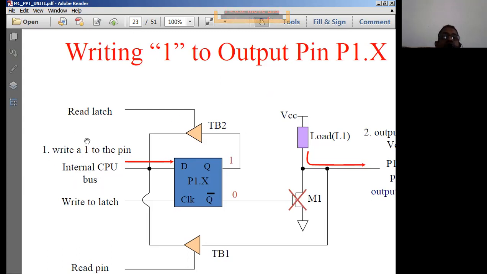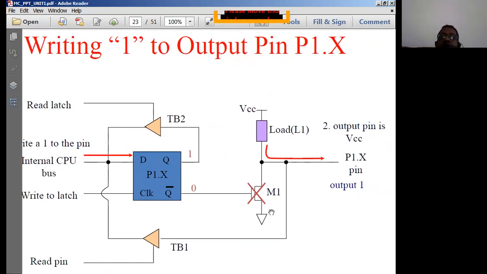It is normally used for writing data into this. Now once this is 1, because of the operation of the flip-flop, the two outputs are going to be complements of each other. If this is 1, this would be definitely 0. So as the Q bar is 0, the transistor M1 simply turns into the off condition. Once it is in the off condition, there is no path for the current to flow.